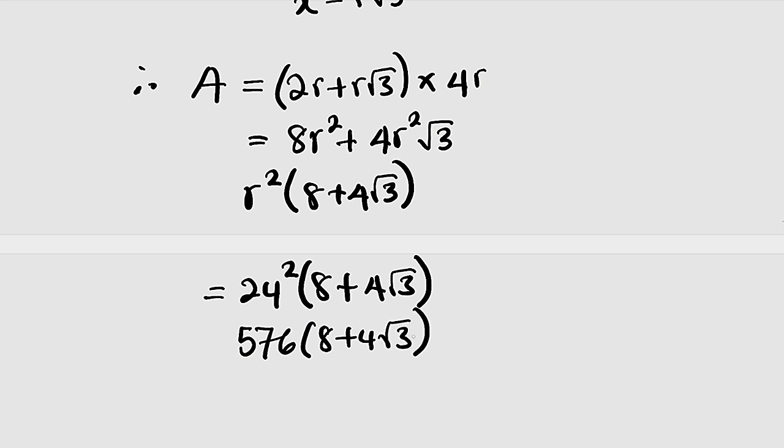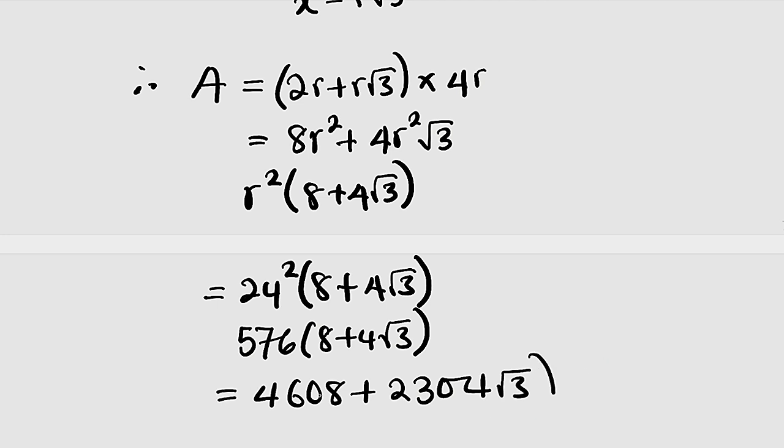So from here we can simply expand. If you multiply by 8, that will give us 4,608 plus. Now we're going to multiply by 4 root 3. Well, let us just multiply by 4. If you multiply by 4, that will give us 2,304 root 3. So this is the exact area, in millimeters squared.